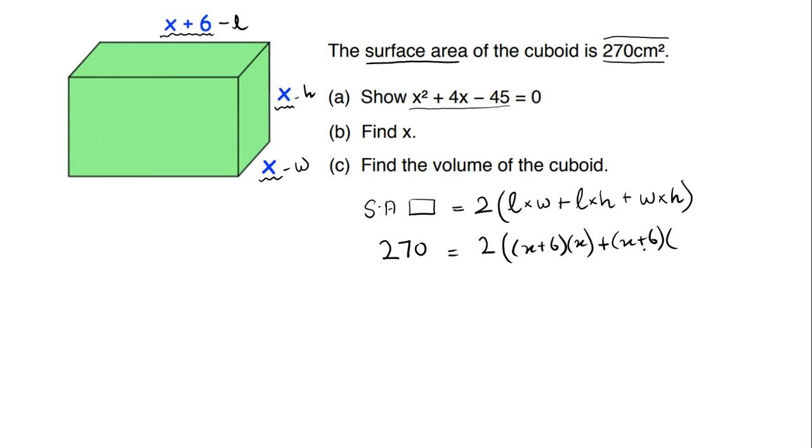So my x plus 6 again with the height, and the height and the width are the same, so x again here, plus the width with the height, so width is x, and the height again is also x. So this is how I'm going to take all my lengths inside this formula. Now, the very first thing that I can do is that the 2 here is in multiplication with the whole bracket. I can take the 2 to the other side. And because the 2 is in multiplication here, when it goes to the other side, it turns into division. So 270 divided by 2 gives me 135 is equal to all of this information here.